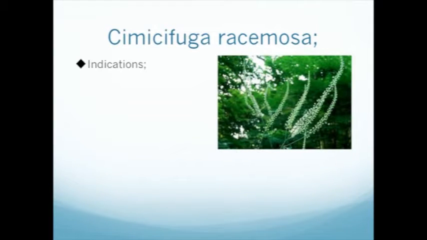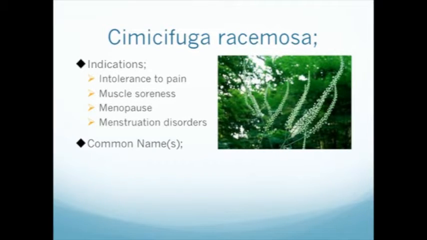Cimicifuga racemosa. This is what it looks like. Indications: intolerance to pain, muscle soreness, menopause symptoms, menstruation disorders. Common names: black cohosh or black snake root.